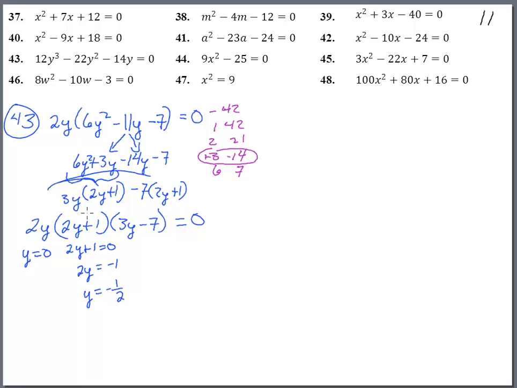We had to get negative 1 half so that this entire factor would end up being 0. Now on the next one, we have 3y minus 7 equals 0. And again, we're saying this one could equal 0, it'll give us an answer. 3y equals 7 when we add 7 to both sides, and then divide, and we get y equals 7 thirds.